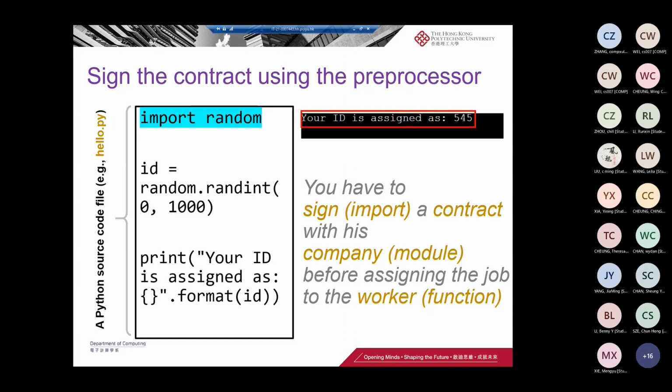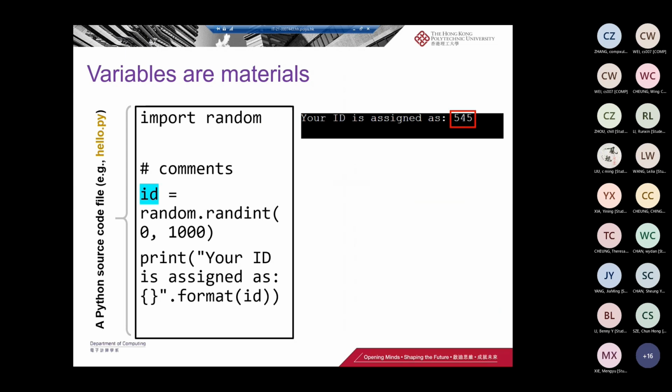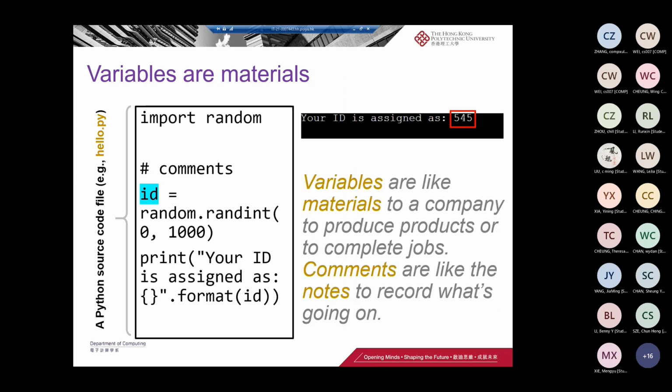You can use any labels actually, but here we're using ID. So the variables are like the material to finish the job of that company. In the future, we're going to have different materials there. We will introduce them later. But just remember, the ID is just like the materials.